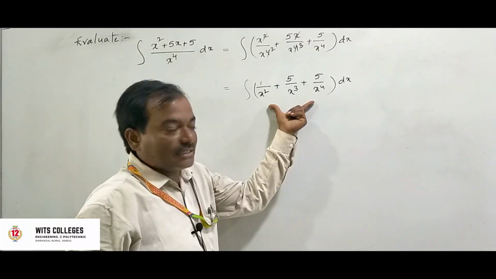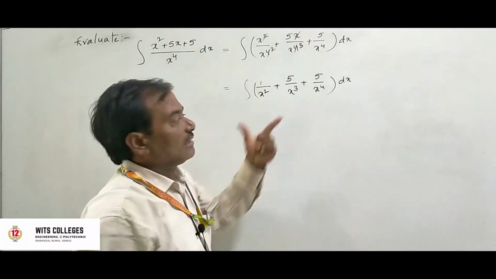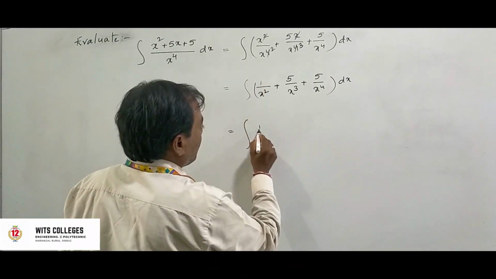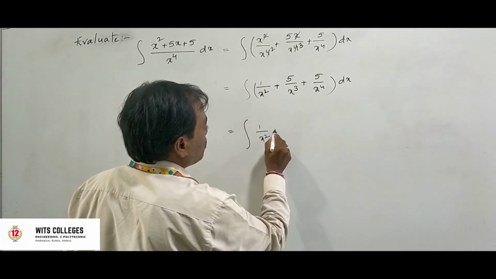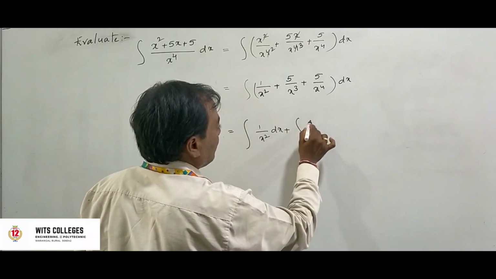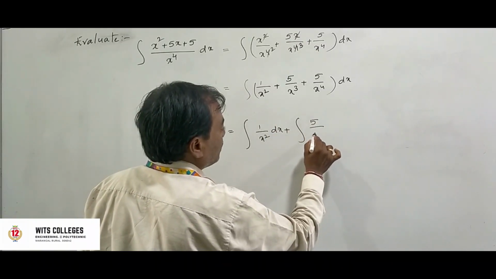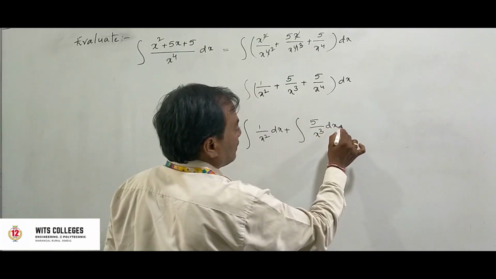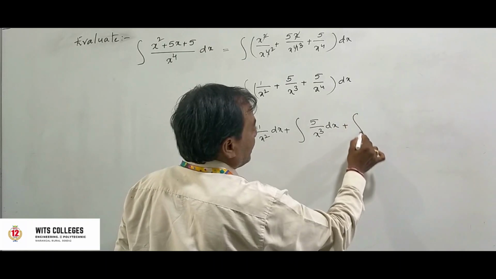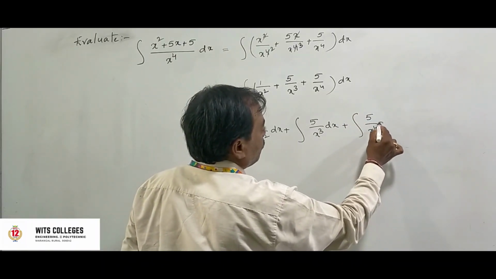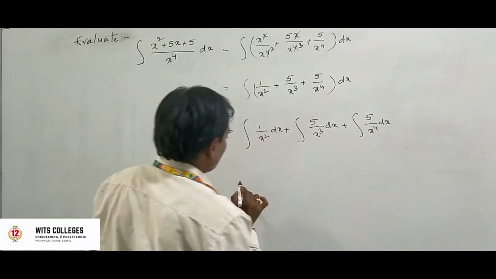You have to split this into three integrals. So first integral 1 by x square dx plus, now second one integral 5 by x cube dx. Now third one integral 5 by x power 4 dx.